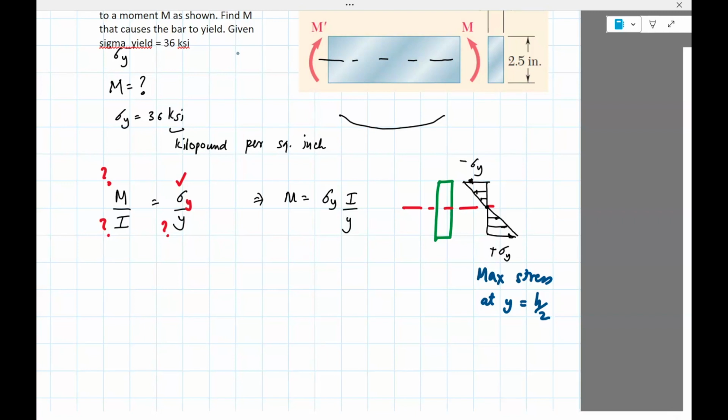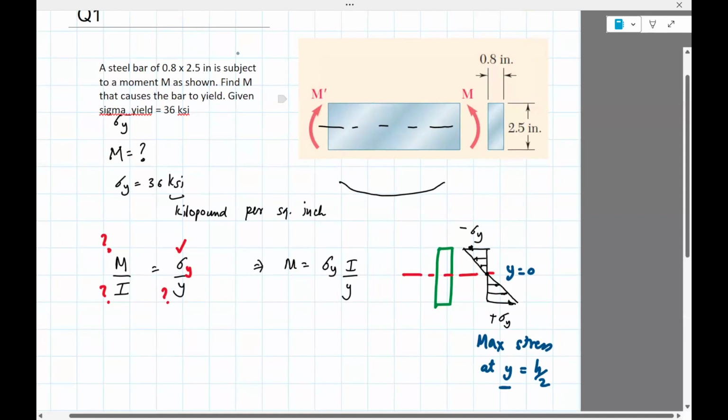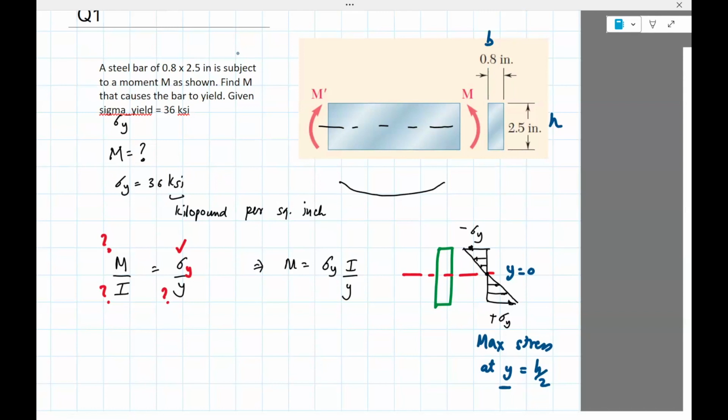It doesn't really matter if you go with the max or the min. The magnitude is the most important. But here, note that it's always at h divided by 2. So you don't have any option. You can't put y equals 0 because at y equals 0, which is this, your stress is 0. So there will be no stress. So we know what y is. Let's call this, if you want, b. Let's call this h. So we know that this is h divided by 2. And now I need to compute I.